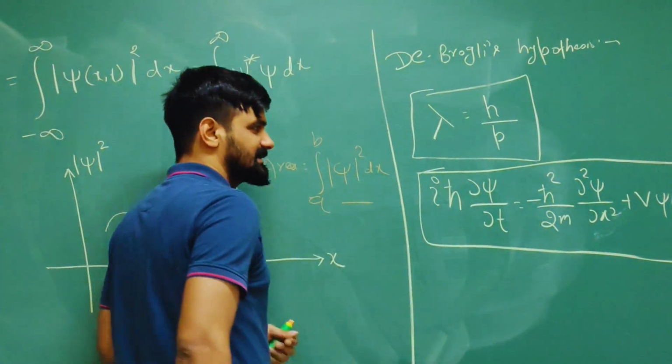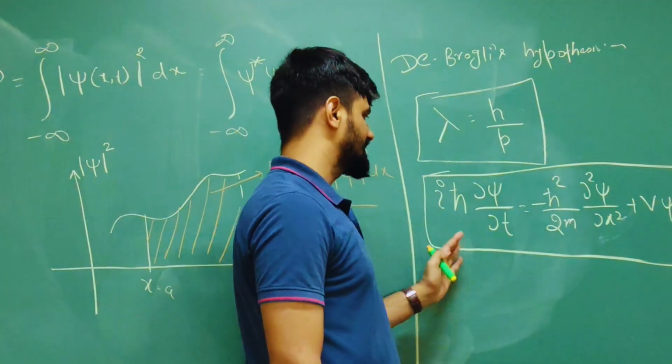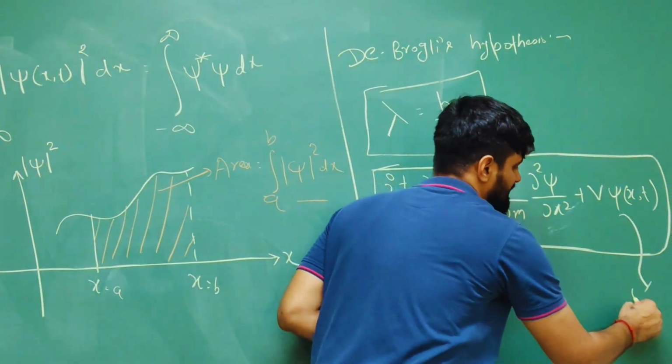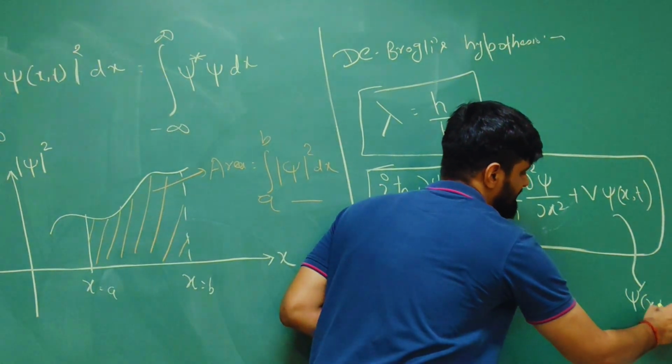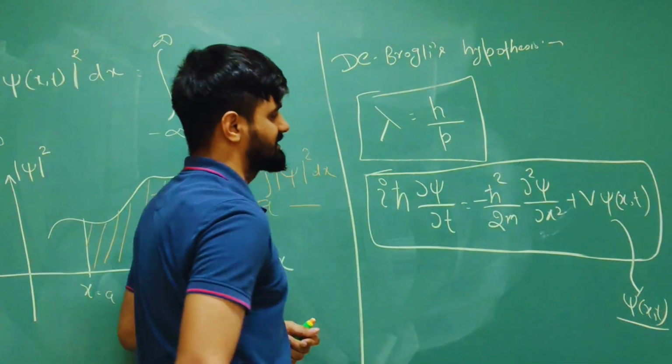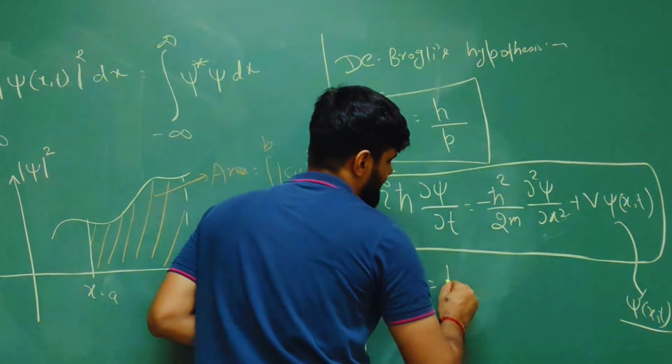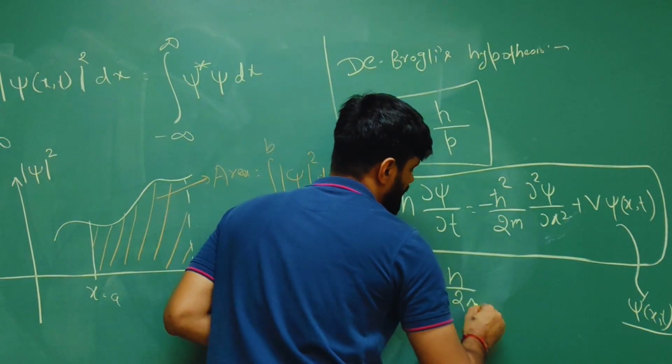So today in this lecture we are going to derive this equation. This equation corresponds to various parameters. You can see there is a wave function, that is ψ(x,t). This is a very important parameter, and there is ħ. ħ is defined as h divided by 2π.